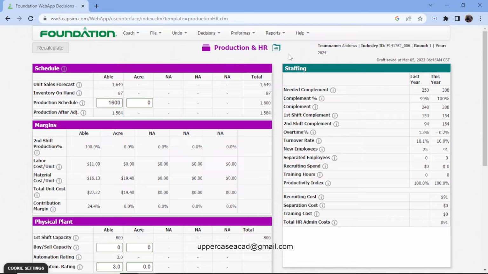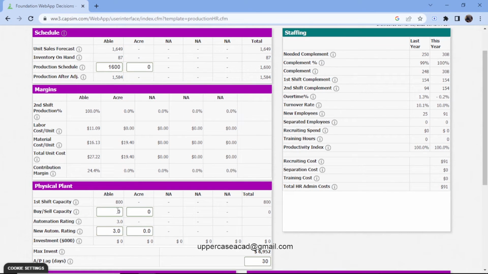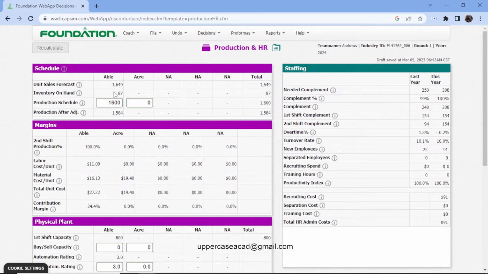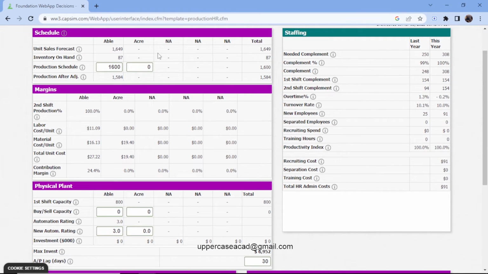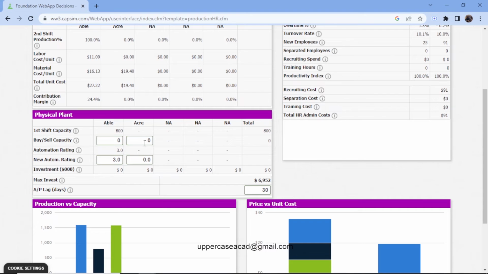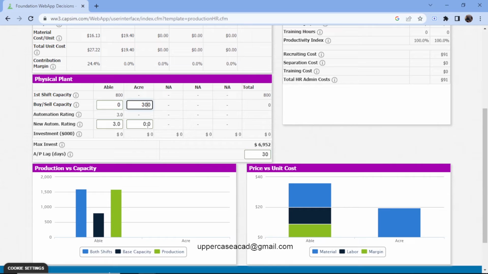Then I'll come to the physical plant, because if you see here now we have 2 products, we have the able product and the egg product. And because I want to introduce the egg product into the market, I'll buy capacity for it. So let me say I'll buy 300 capacity. And because I want it to come out as a high-tech product, I'll give it an automation of 3.